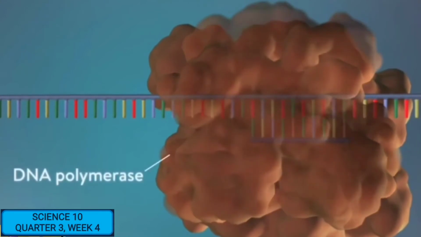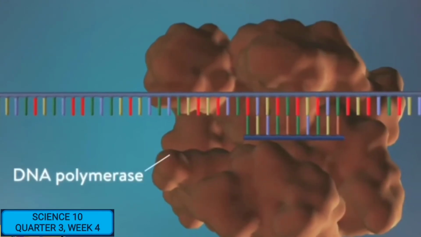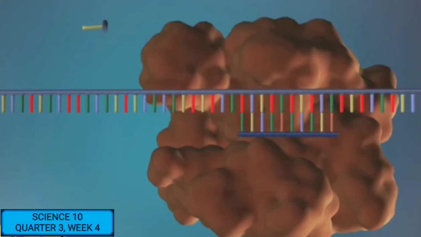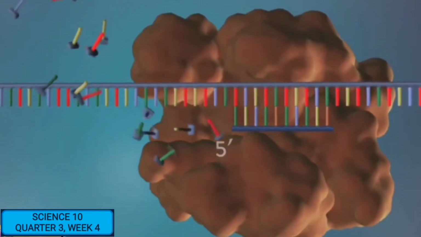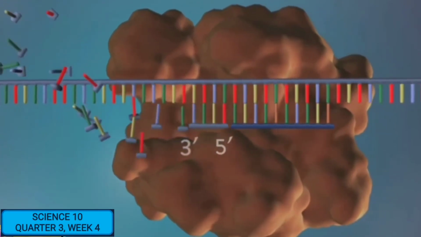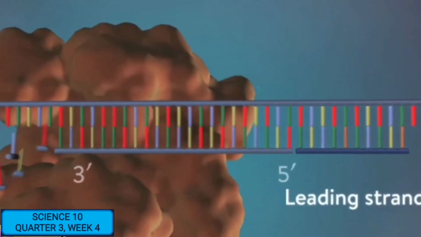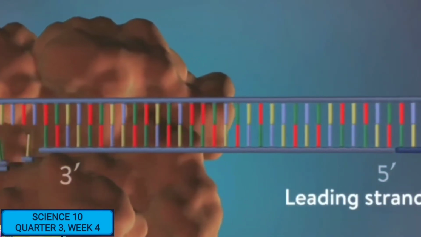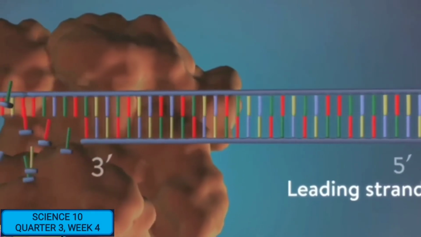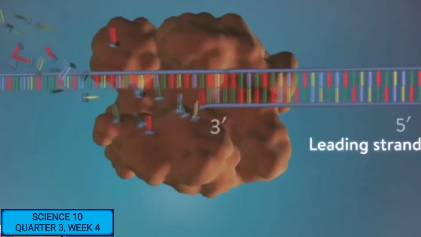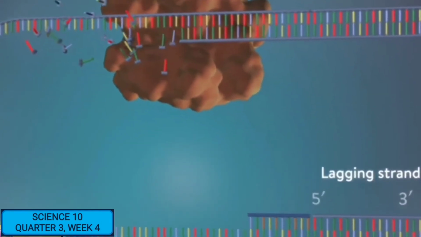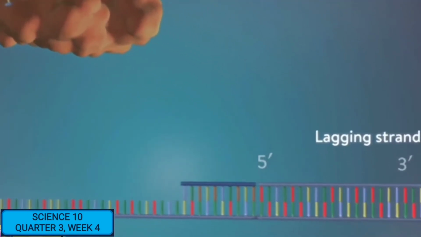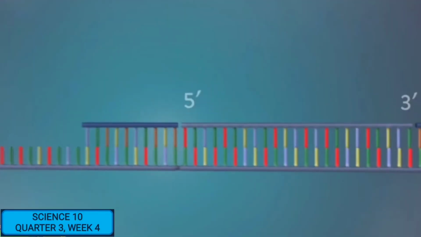An enzyme called DNA polymerase binds to the primer and will make the new strand of DNA. DNA polymerase can only add DNA bases in one direction, from 5' end to the 3' end. One of the new strands of DNA, the leading strand, is made continuously, the DNA polymerase adding bases one by one in the 5' to the 3' direction. The other strand, the lagging strand, cannot be made in this continuous way because it runs in the opposite direction.